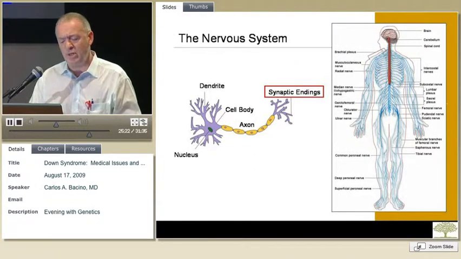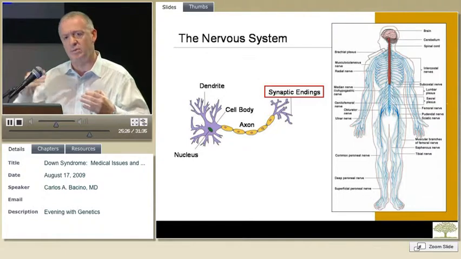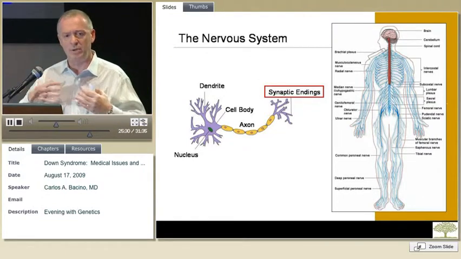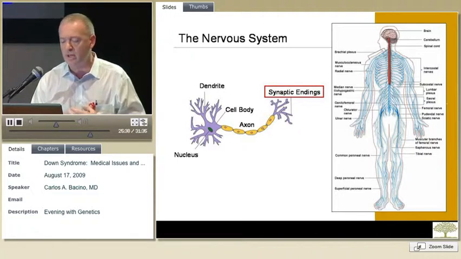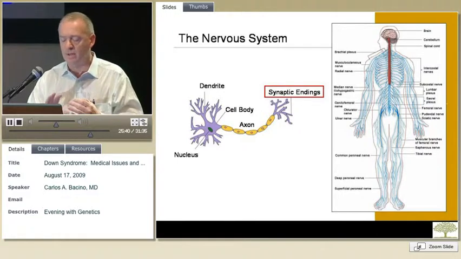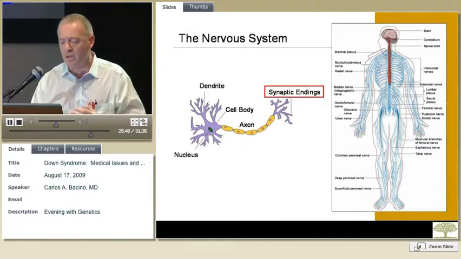And this is just to remind you that the body is just full of these nerve connections, and these nerve connections appear to be very significant when it comes to problems like in the case of Down syndrome. And this is just sort of a cartoon of the elemental part of a nerve cell or a neuron, and it has all the different connections.